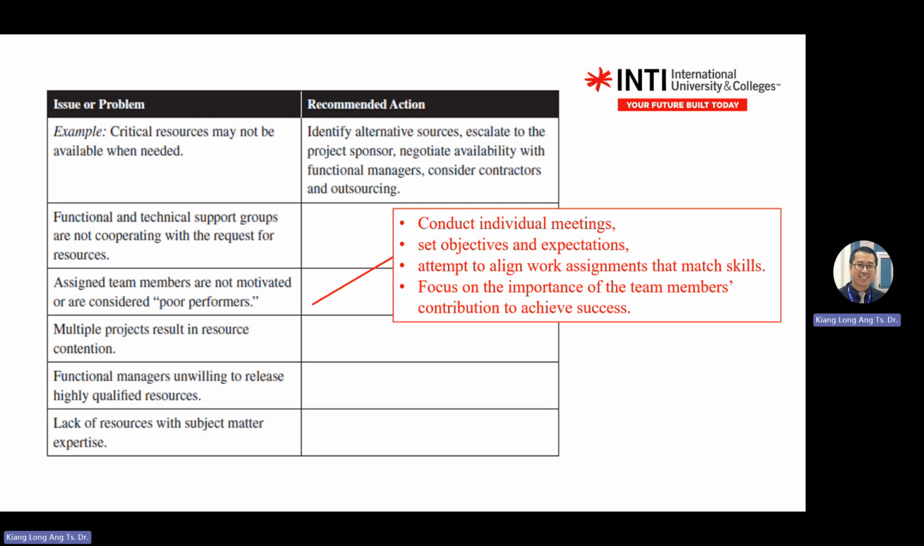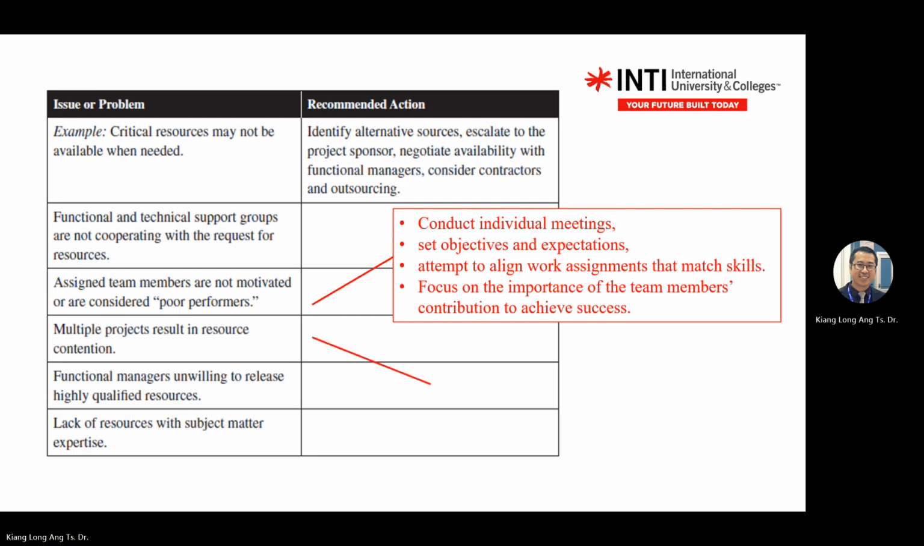If you don't do this one, what do you do? If they do not deliver the result, then what happened? Then you match with their skill. They are not motivated because they might not have the skill. So you are the operator that every day just uses the machine, and then you ask the staff to go and do welding. Because not motivated. Right? So you need to match with the skill. Then focus on their contribution to the success. They need to understand their roles if they are poor performers.